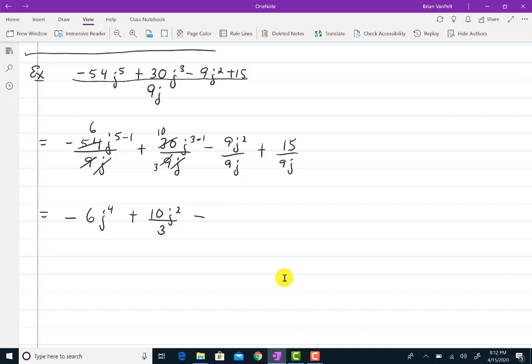I have a minus for my next piece. 9 goes into 9 all the way. J goes into j squared. And so that leaves just a j. And for the last one, all I can really do here is cancel out a 3, and I'll get 5 over 3j. And that's as far as you can go with that.